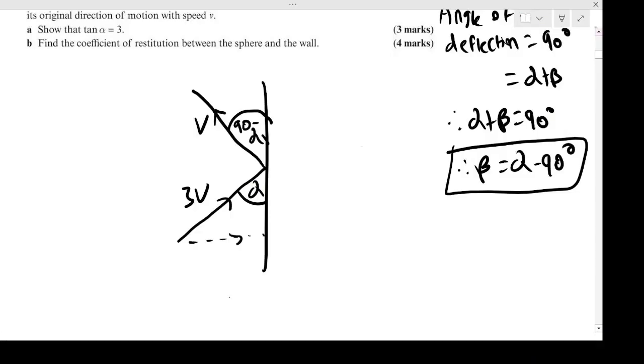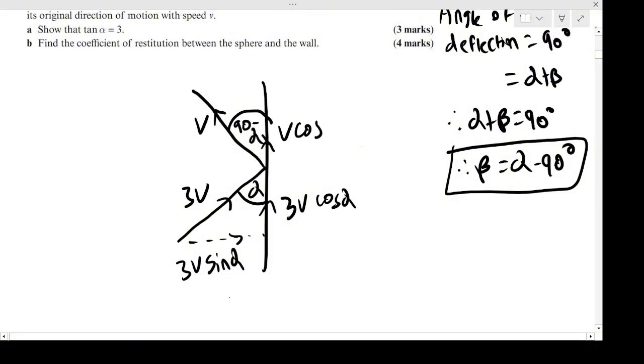So if I, again, split up the components, that's going to be 3v sine alpha, and upwards 3v cos alpha. There we are. Then afterwards, it's going to go up by v. Well, it would be cos beta, but it's going to actually be cos of 90 take away alpha. And then across by v lots of sine of 90 minus alpha. Okay. Hopefully happy with this.